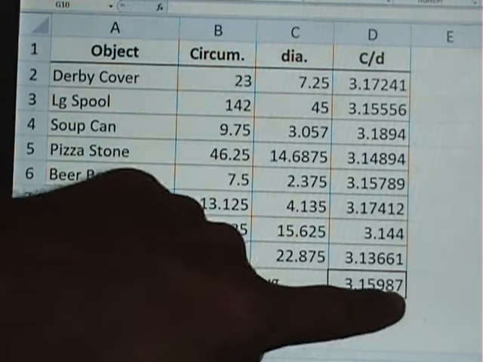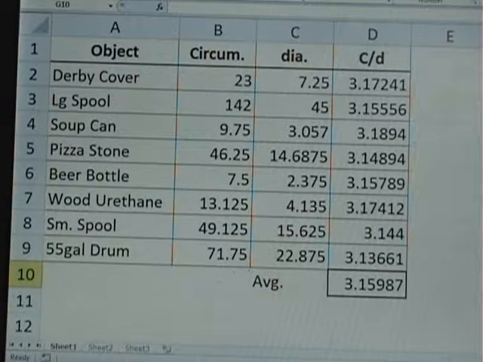The last row is the average of all of those. So we have 3.15987. Now, this isn't exact. This is an average of just household items and stuff laying around the yard. But we know that pi would be 3.14159265, etc. And so this gets us kind of close.